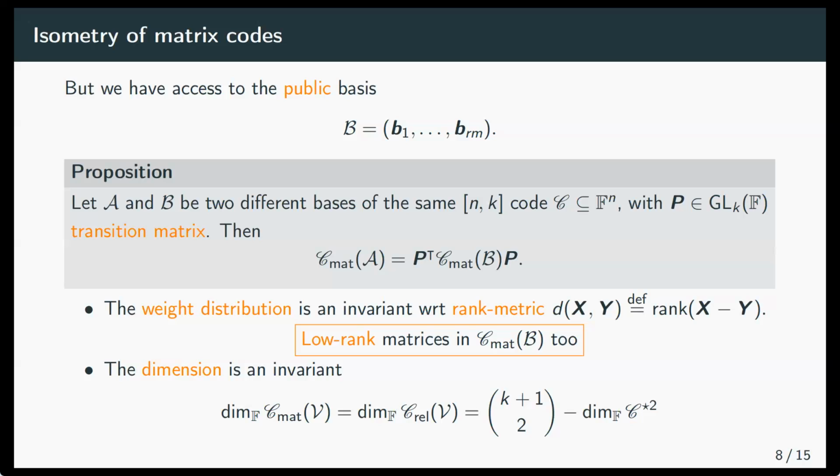So as a corollary, we have that the weight distribution of C(A) and C(B) is the same if computed with respect to the same parameter. And of course, the dimension is also invariant. But this implies that C(B) contains low rank matrices as well. So even if we cannot predict the structure of low rank matrices in C(B), we still know that they must exist.